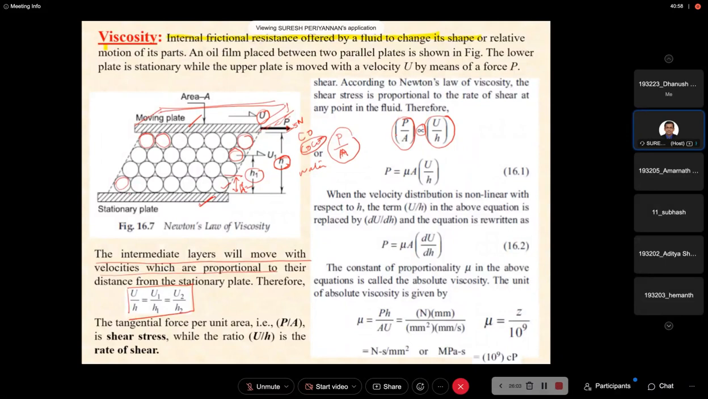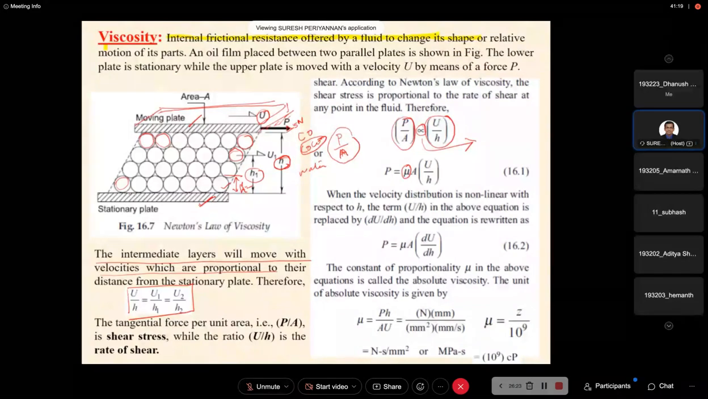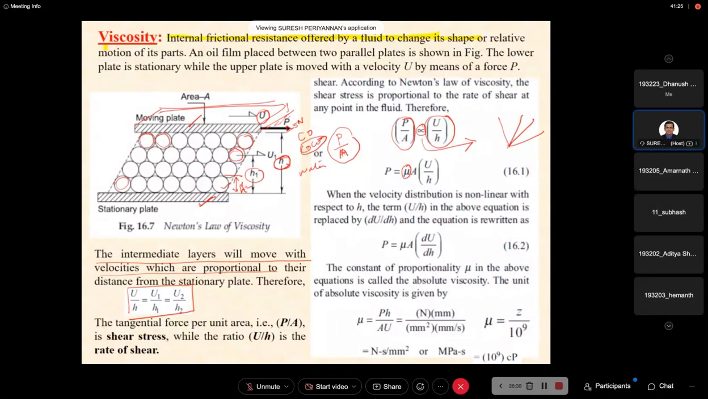Hence, I'm introducing P by A is proportional to U by H. Now I would like to remove the proportionality based on Newton's law of viscosity, so I'm introducing the fluid behavior, viscosity mu. Now, suppose our fluid behaviors are non-linear. You might have studied thixotropic fluid, Newtonian fluid, and non-Newtonian fluid in your fluid mechanics. Based on that, the fluids have non-linear viscous behavior and the velocity distribution is non-linear. Hence, instead of U by H, we use du by dh when the velocity is non-linear.